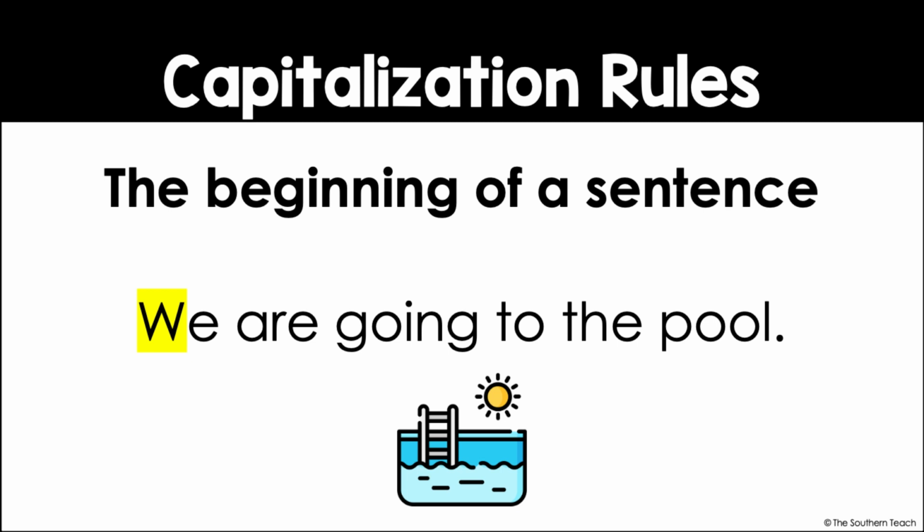The beginning of a sentence is the first rule. So on that line, you will see there is a spot for you to write the sentence. We are going to the pool. Now, there's a couple of things that I want to make sure of. I want to make sure, one, that you recognize the highlighted letter is capitalized. The first letter of a sentence is capitalized. Also, please make sure that you're putting the period at the end of the sentence. You can pause this video and write your sentence. When you're ready to move on, you can continue.